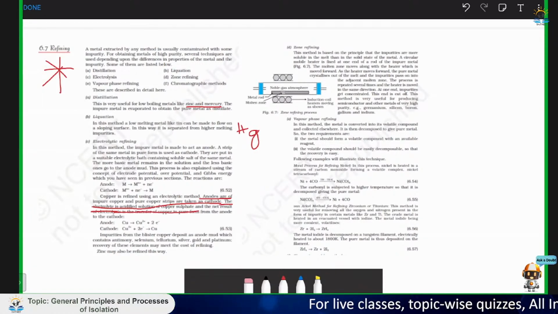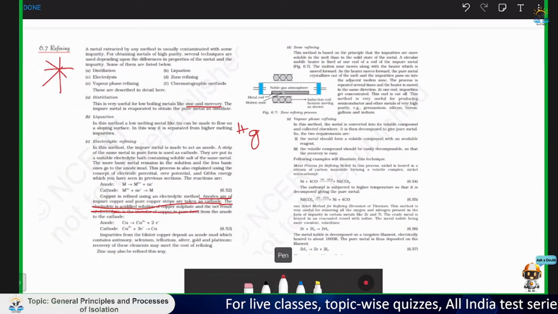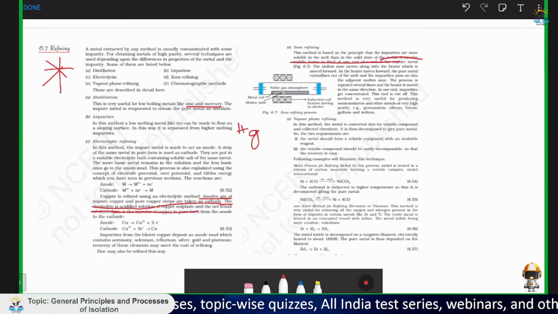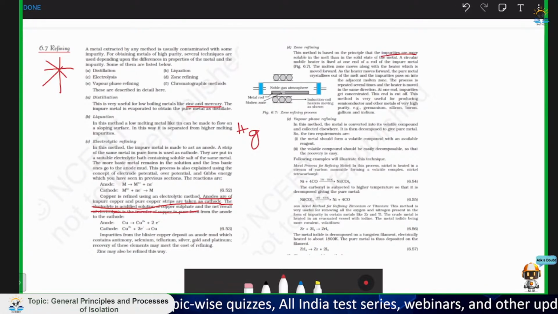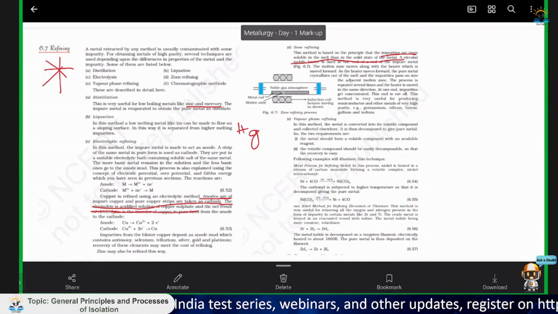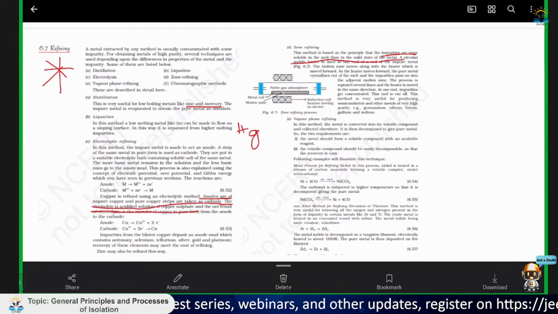Zone refining is used when the impurities are more soluble in the melt than in the solid state of the metal. Basically, we melt the metal along with the impurities, and when you move the rollers, the impurities are going to stay in the melt.